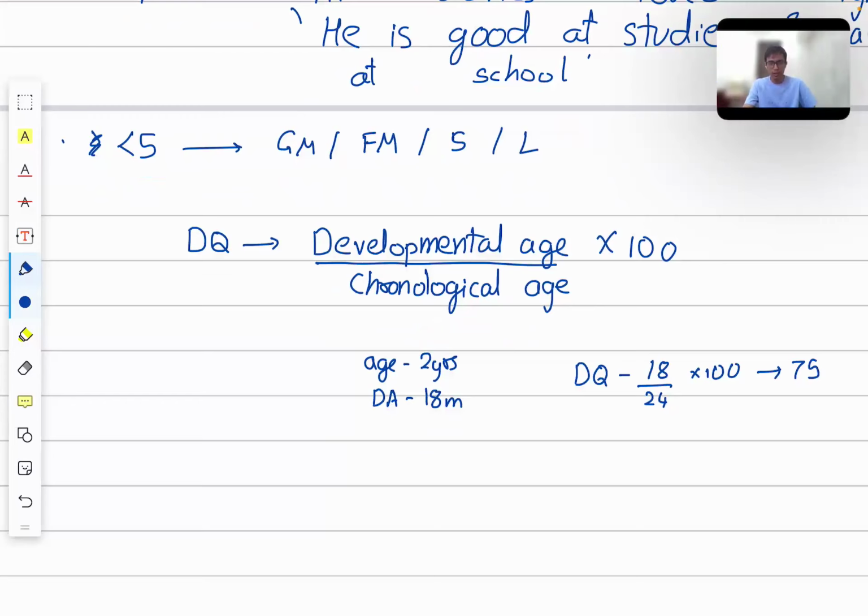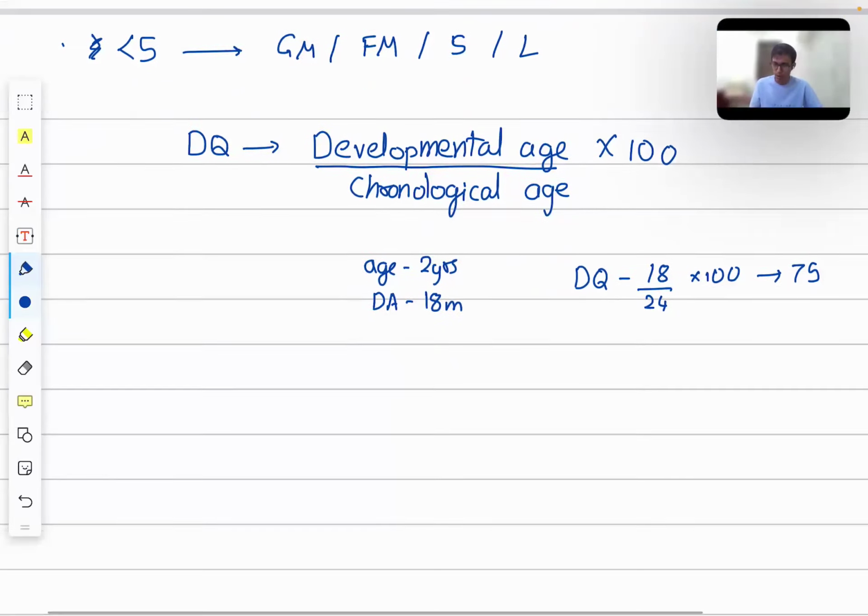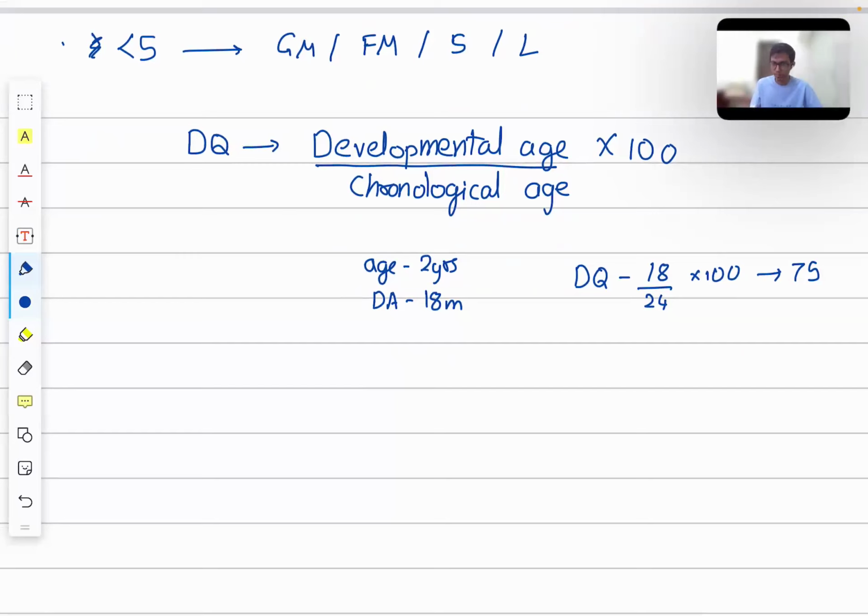We'll have to calculate development quotient in each and every domain separately, as well as an average of the average of all four. We say that there are delayed milestones if the DQ is less than 70%. Another important point, what if your child is preterm?